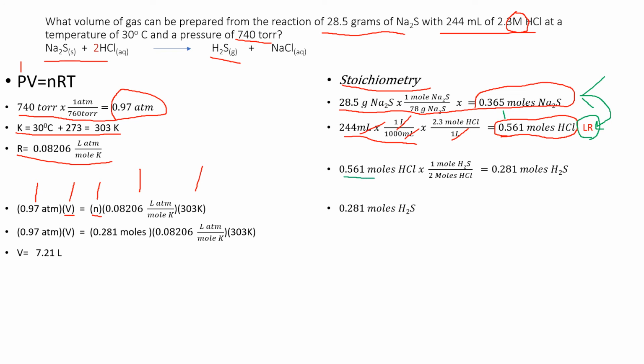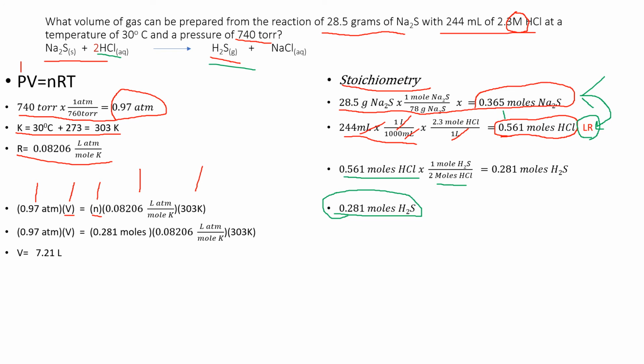We have 0.561 moles of it. We want to know how much gas that will produce. Well, the relationship between the HCl and the H2S is 2 to 1. 2 moles of HCl are required to make 1 mole of the H2S. So that's going to tell us how many moles of H2S we can produce. That's going to be 0.281 moles of H2S. That's our gas. Remember why we went through and we solved that? We went through and we solved that because that was our missing piece from the ideal gas equation.